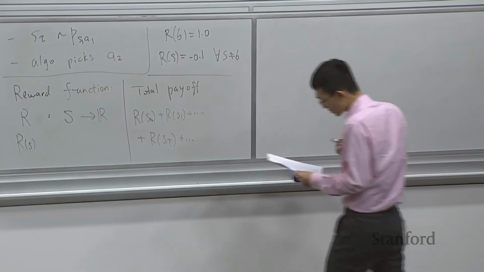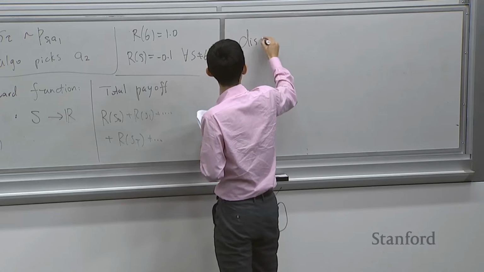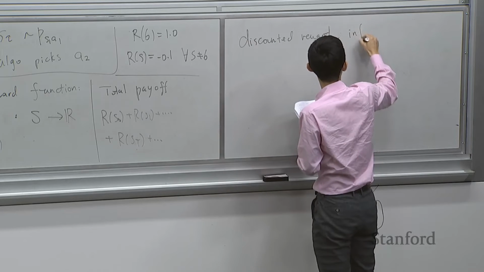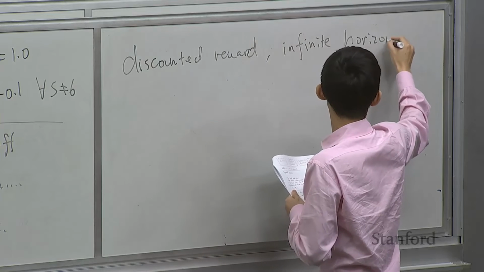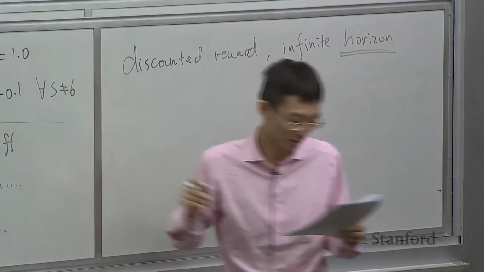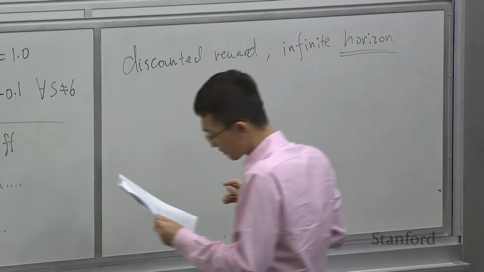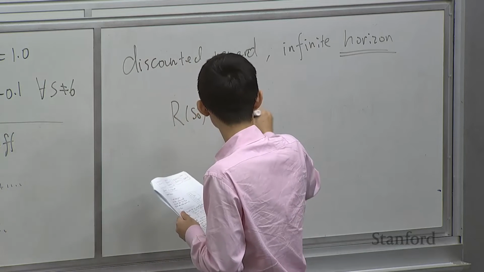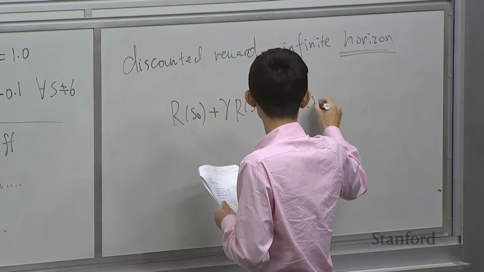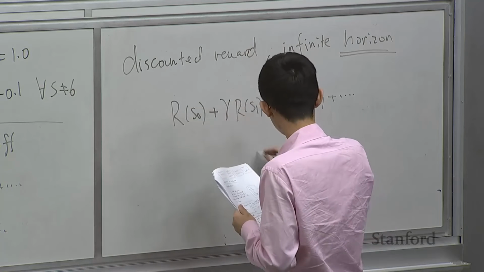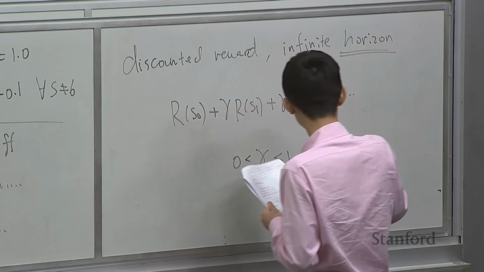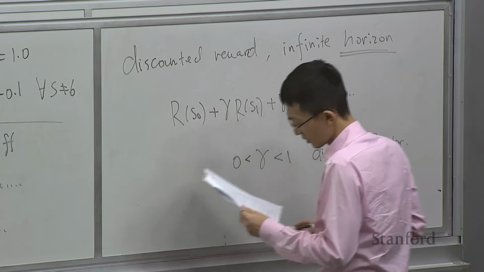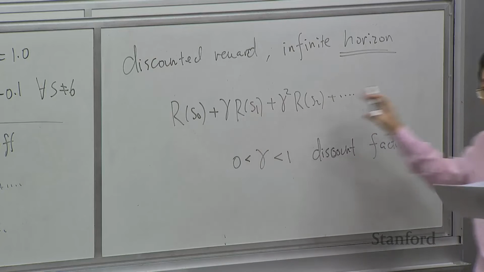There are two ways to deal with this. One way is that you have a discounted reward, but you have infinite horizon. By the way, horizon means how many steps you're going to play in this sequential game. So the discounted reward is the following. You have R(s0) plus gamma R(s1), plus gamma squared R(s2), and so on and so forth, where this gamma, between 0 and 1, is the so-called discount factor. And here you have infinite horizon, which basically just means that you take the sum to infinity.